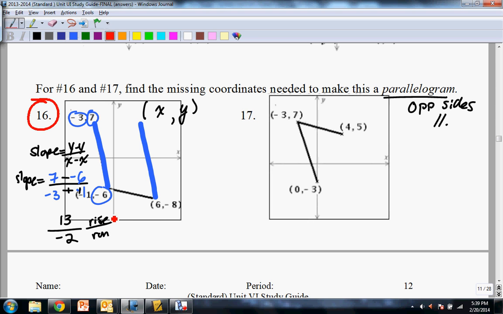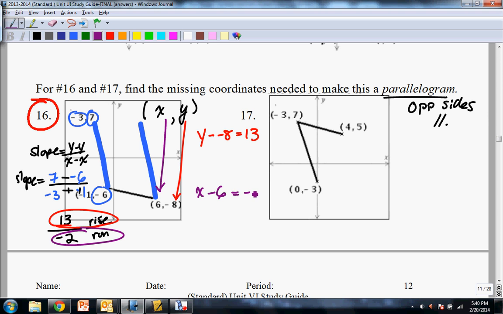So let's do this one step at a time. I'm going to work with the rises first. We know our rise has to equal 13. So we go like this. Y minus negative 8 is 13. The run is going to be negative 2. So whatever the run is, x minus 6 has to be negative 2.